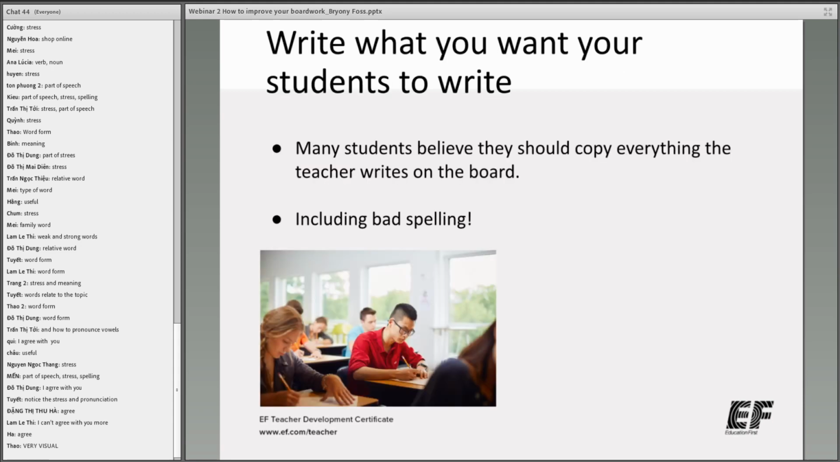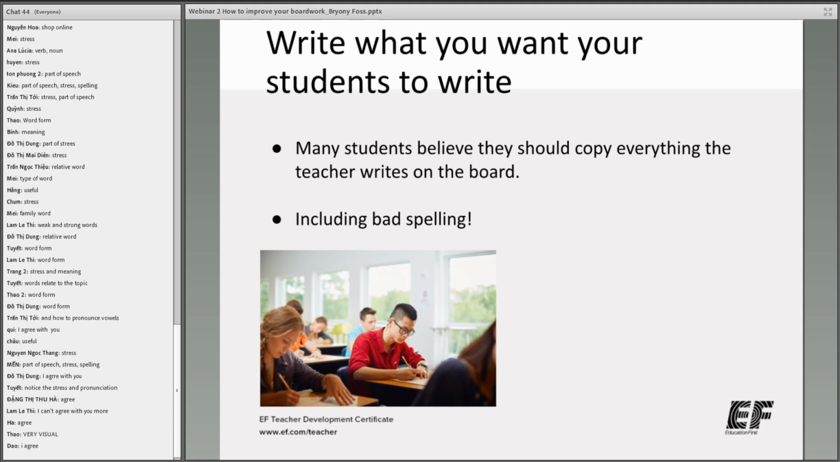Next section, write what you want your students to write. Many students have the opinion that everything you write on the board should be copied into their notebooks. So it's important to remember that when you write things on the board, if you write a lot, your students will also write a lot into their notebooks. So make sure you prioritize what you want them to write.